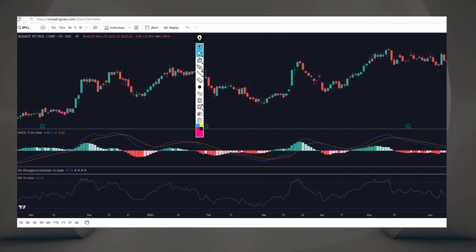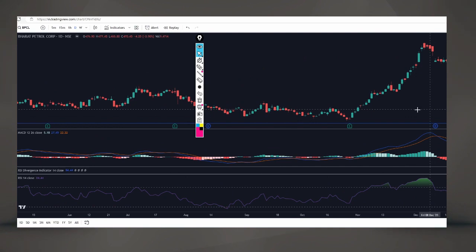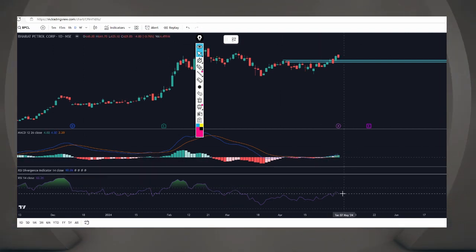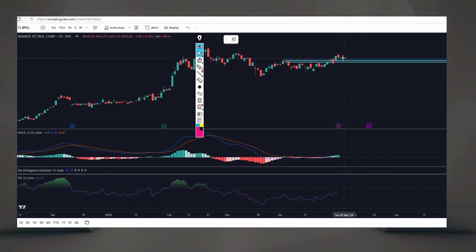If you look at BPCL, what's happening in BPCL? Voila. What do we have here? A positive crossover. What do we have here? RSI trending up. What do we have here? Indication of a positive pattern. Beautiful, isn't it? So, disclaimer, I am holding BPCL.